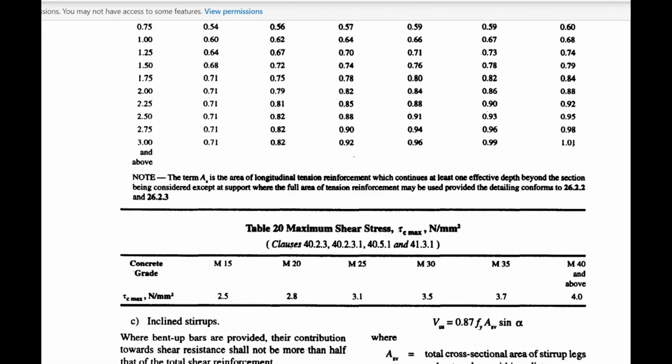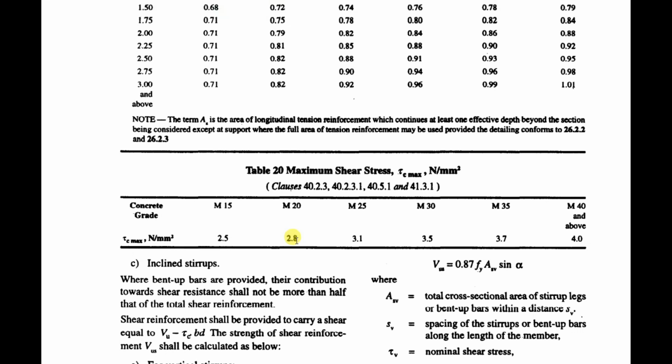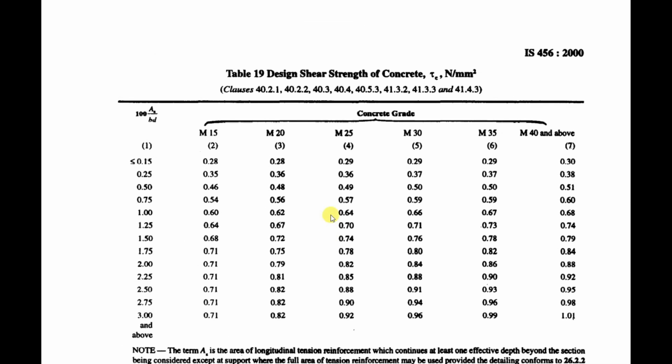First let's see this table 20. Maximum shear stress is tau c max, which is given for all the grades. We have grade of concrete M20, so for that the tau c max value is 2.8 Newton per square millimeter. Whatever shear stress value we have calculated is less than the maximum shear stress. Tau v is less than tau c max, so that is satisfied.